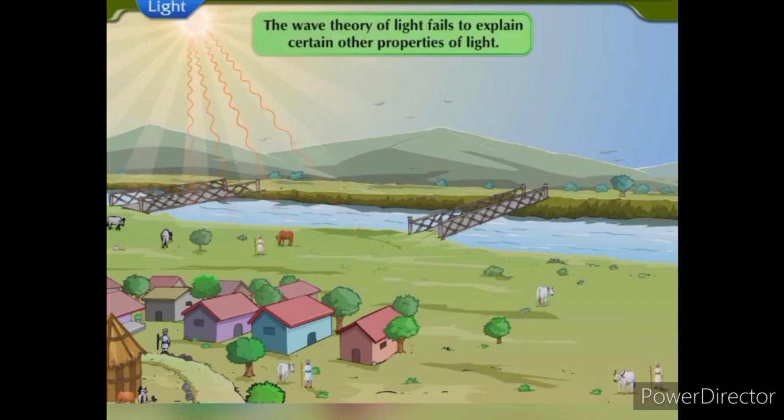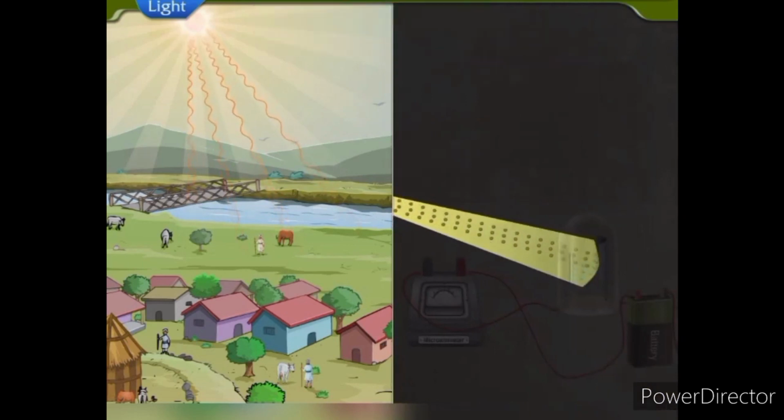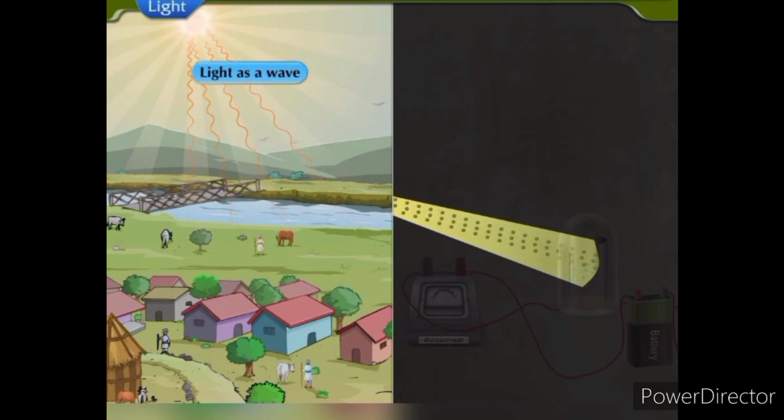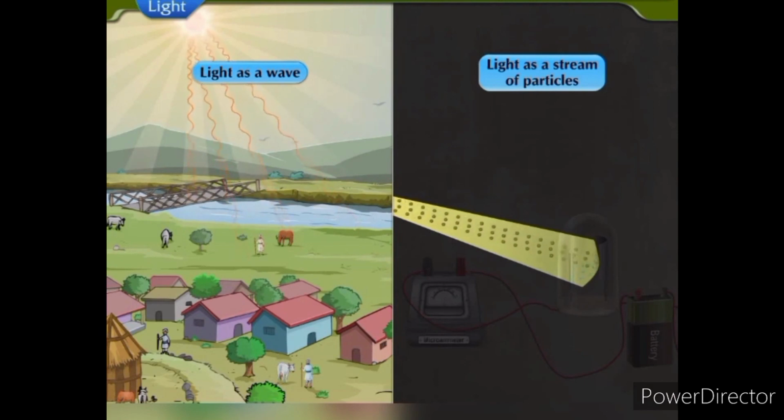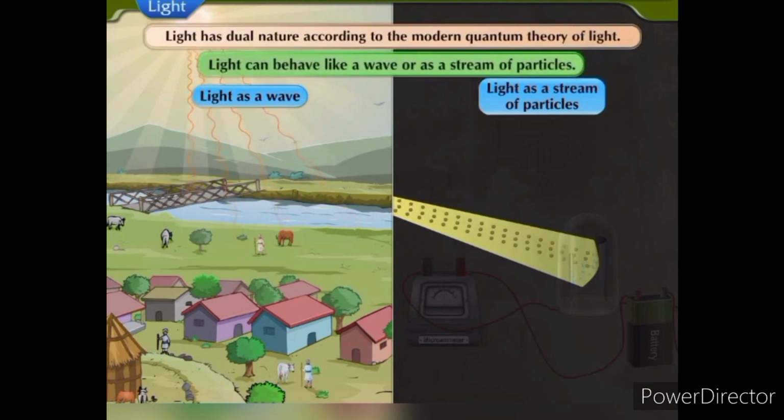But the wave theory of light fails to explain certain other properties of light, such as the photoelectric effect. Thus, we can explain some properties of light by considering it as a wave and some others by considering it as a stream of particles. This confusion about the true nature of light was resolved when a modern quantum theory of light emerged. According to this theory, light has dual nature. It can behave like a wave or as a stream of particles. Till now, this theory is the most successful theory to explain the nature of light.